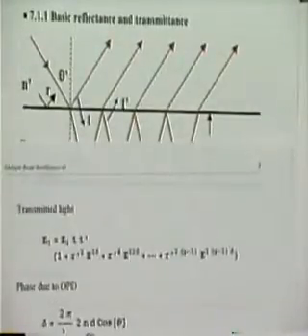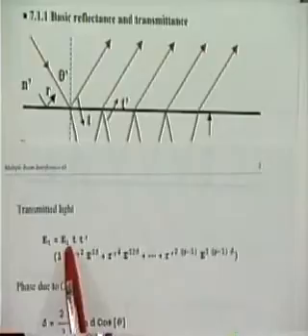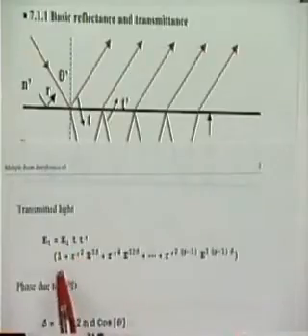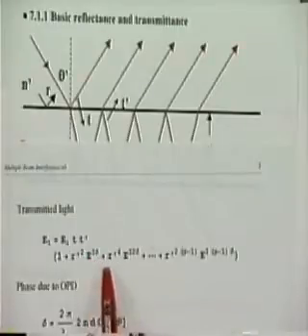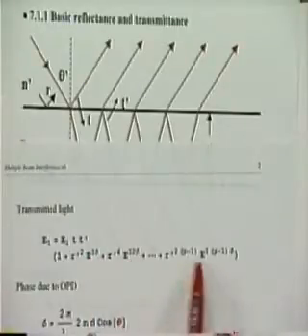For the transmitted beam, we had a somewhat similar expression: whatever is incident, E sub i, t t prime times 1 plus r prime squared e to the i delta, r prime to the fourth e to the 2i delta, and so on.